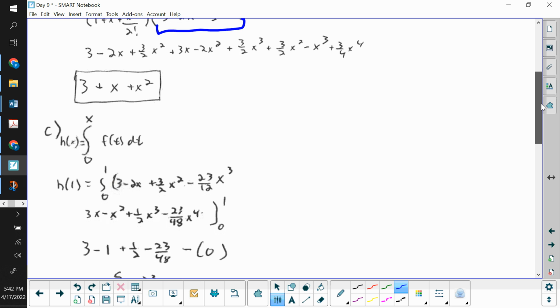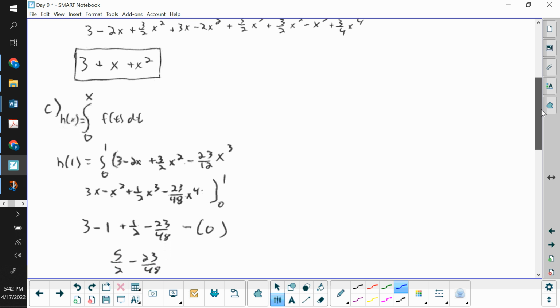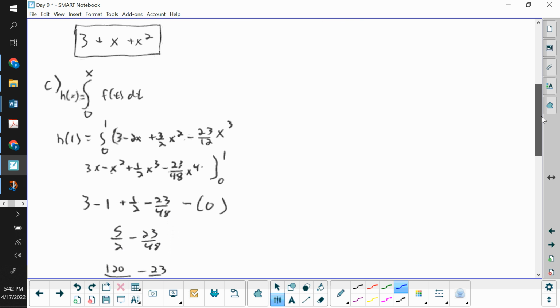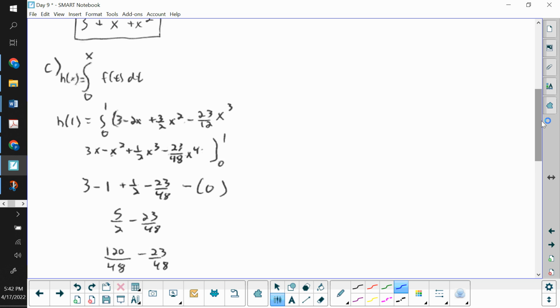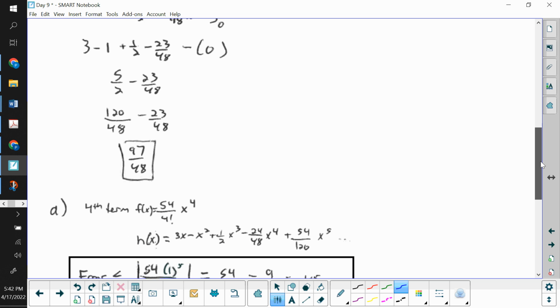So we wanted to do when x was 1. So from part A, we took our polynomial, just do the antiderivative, sub in 1. And we eventually got 97/48.